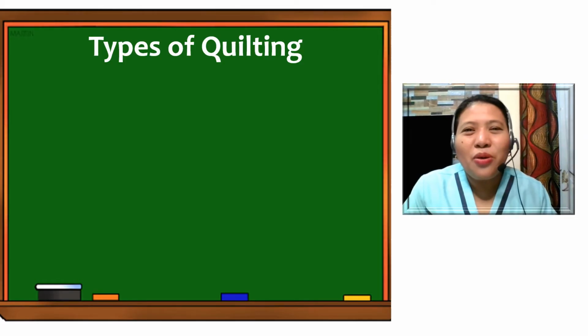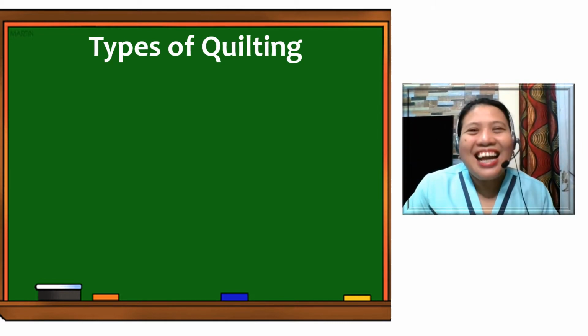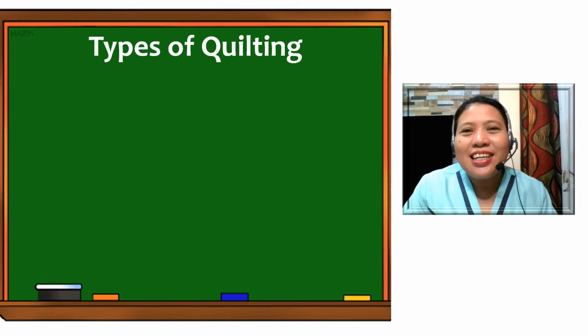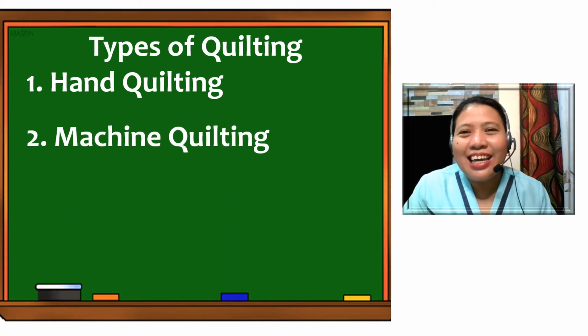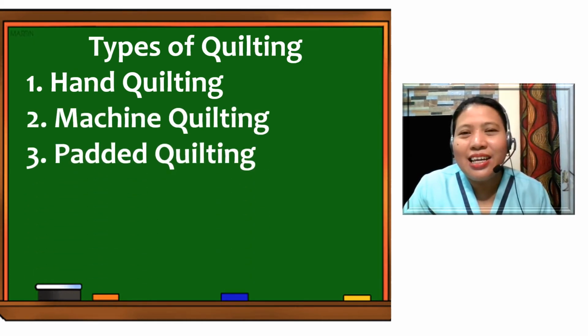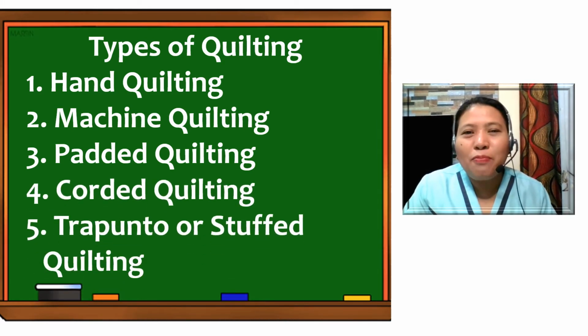So let's have a review of what we have learned today. So there are five kinds of quilting. Can you tell me what those are? Yes, what you have answered are all correct. So the kinds of quilting are: first, hand quilting; second, machine quilting; third, padded quilting; fourth, corded quilting; and the fifth one is the trapunto or stuffed quilting.